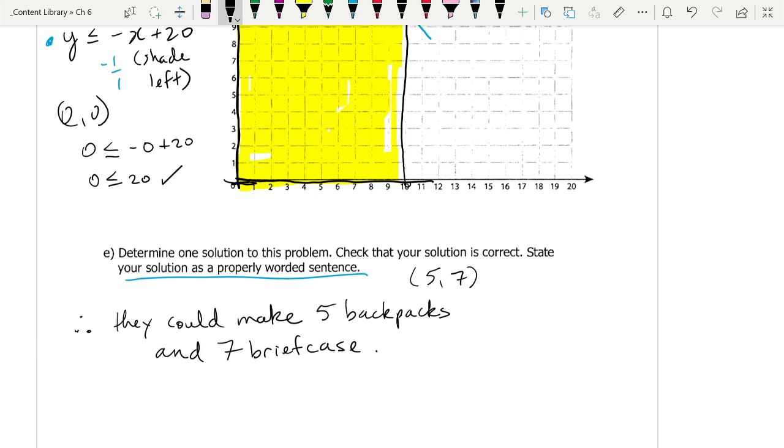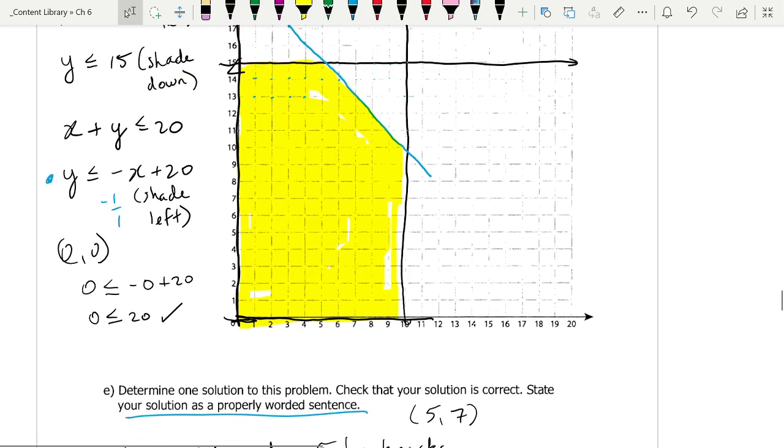Now, before we leave this problem, suppose a new constraint came in. Suppose they got a phone call from one of the stores that they're a supplier for, and they said, "Hey, the backpacks are flying off the shelves right now. We need more, and the briefcases aren't selling so much. Can you adjust your production so that you give us more backpacks and fewer briefcases?" Where would I look for answers?